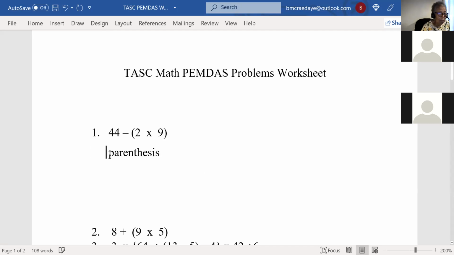And the first step would be parentheses. And parentheses, let's just do it. We have 2 times 9. So 2 times 9, which is equal to 18, right? Okay, so let's just put here, this becomes 44. We did our parentheses first. And so we have 44 minus 18. And then what do we do next? The second step.